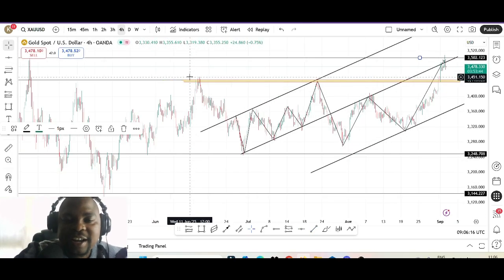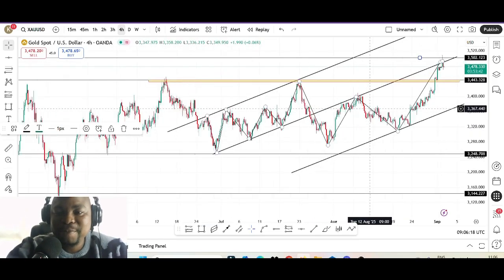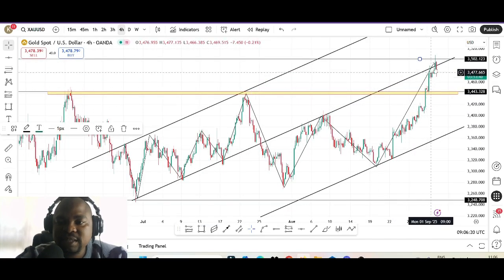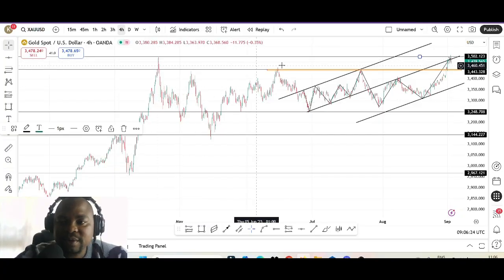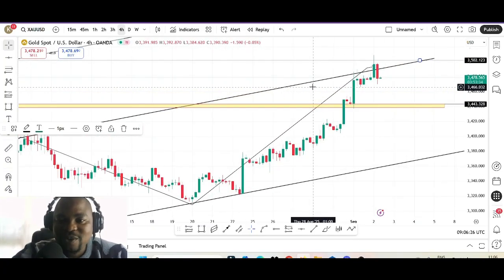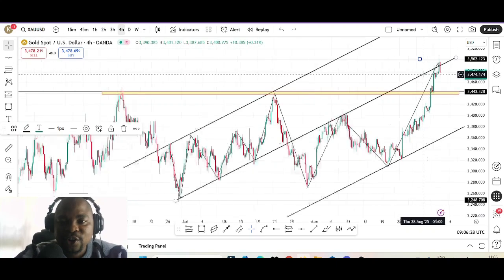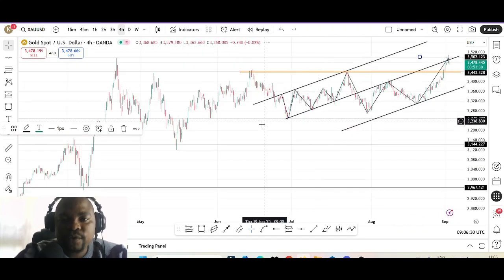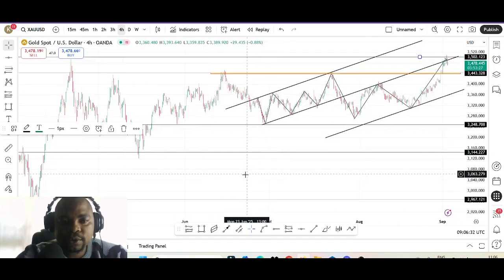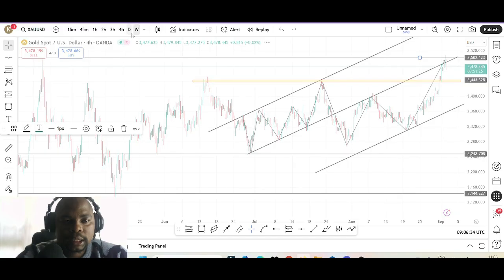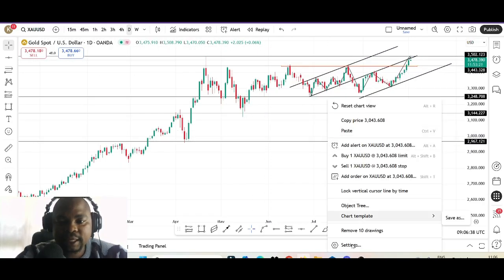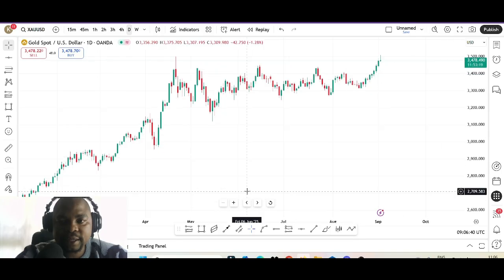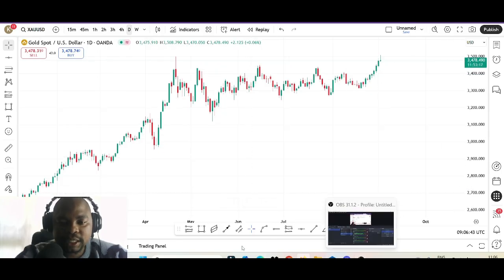I know people who would have said gold is a fake breakout. If it's a fake breakout, why was that point recorded previously? So right now we have a double top formation. Let me just do this. Erase everything else. Remove everything else. We have a double top formation now.